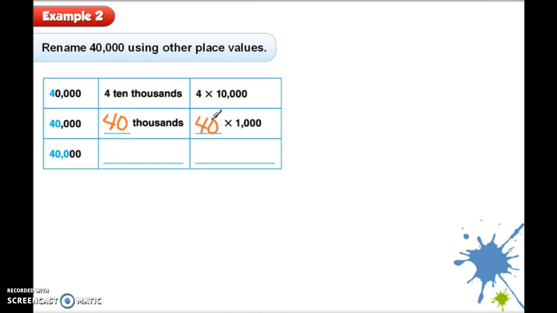Hundreds. How many hundreds are there? 400 hundreds. So we have 400 times 100. That makes sense? You have any questions on that? Okay. So every time that one of these zeros turned blue, that made our place value that we were multiplying do what? Go down, right? Get less.